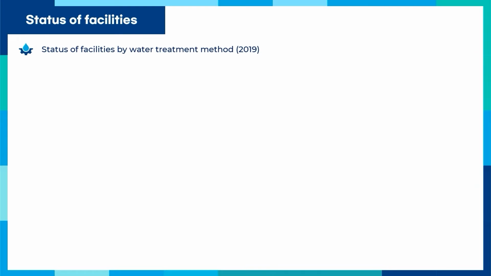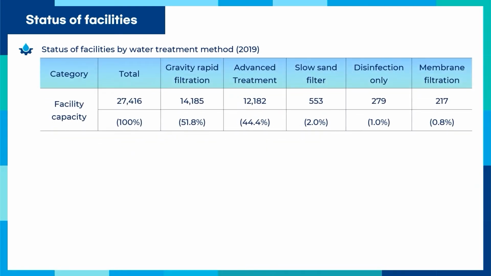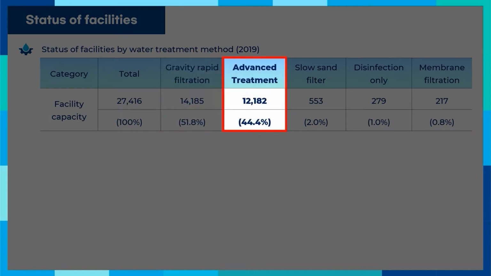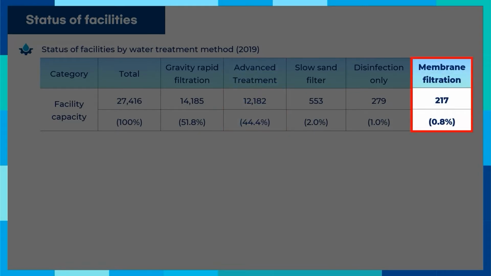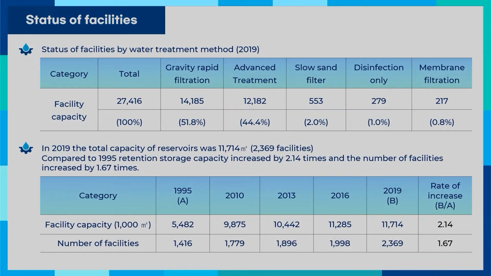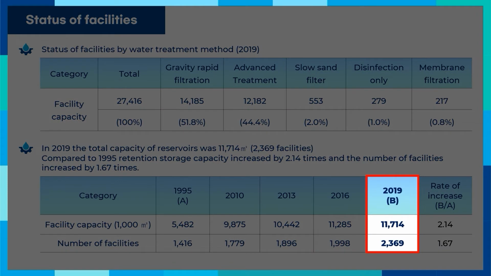If we take a look at water treatment methods, water treatment plants using rapid filtration account for 51.8% of the total, while those with advanced treatment account for 44.4%. Another 0.8% are facilities that have introduced membrane filtration. In 2019, the total capacity of reservoirs had increased to 11,714 tons, and the total number of reservoirs had increased to 2,369.